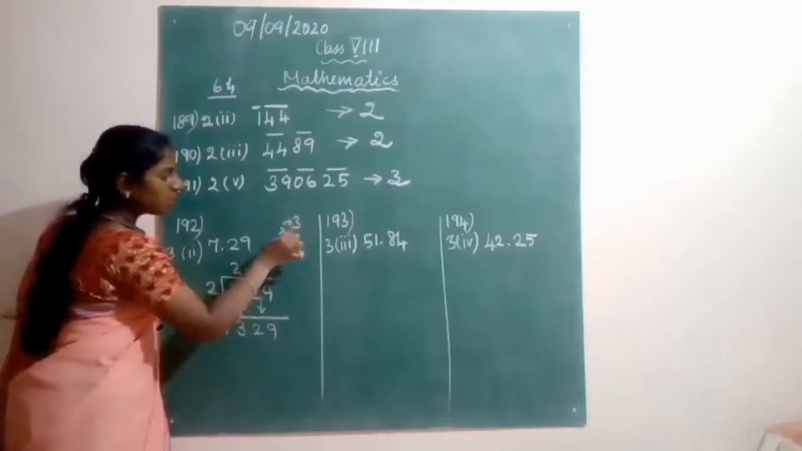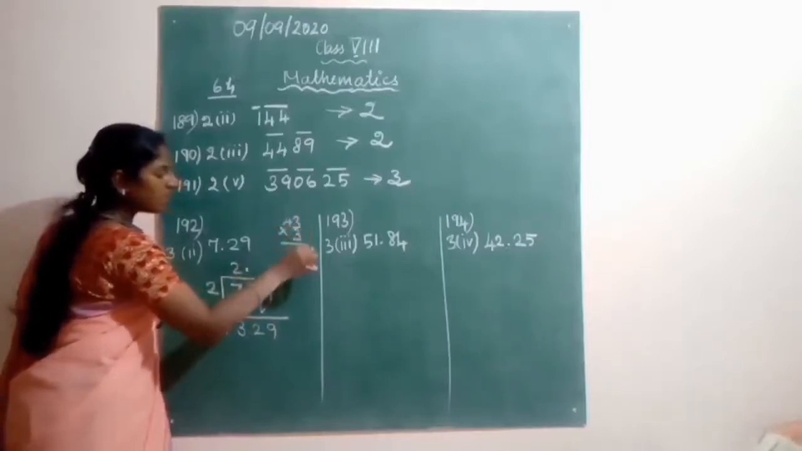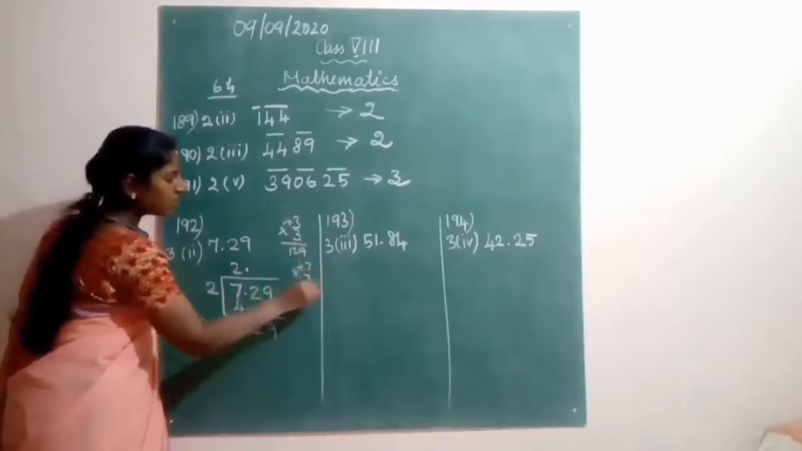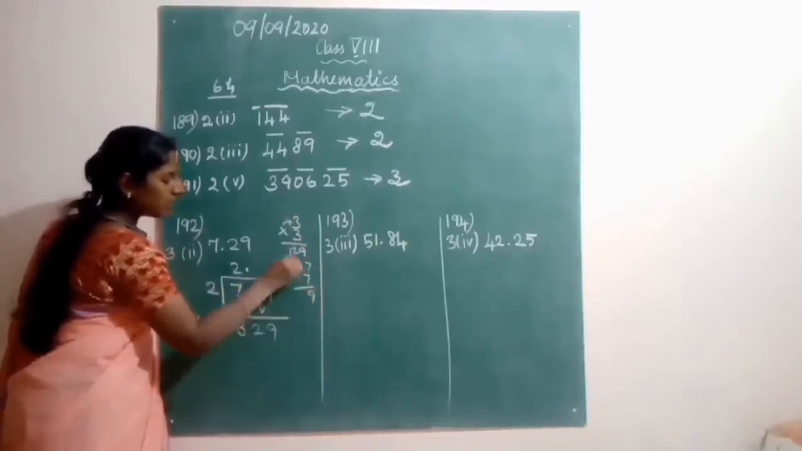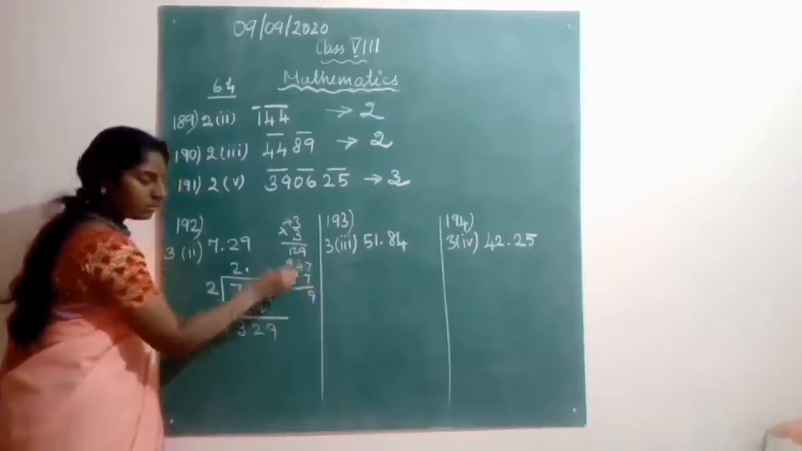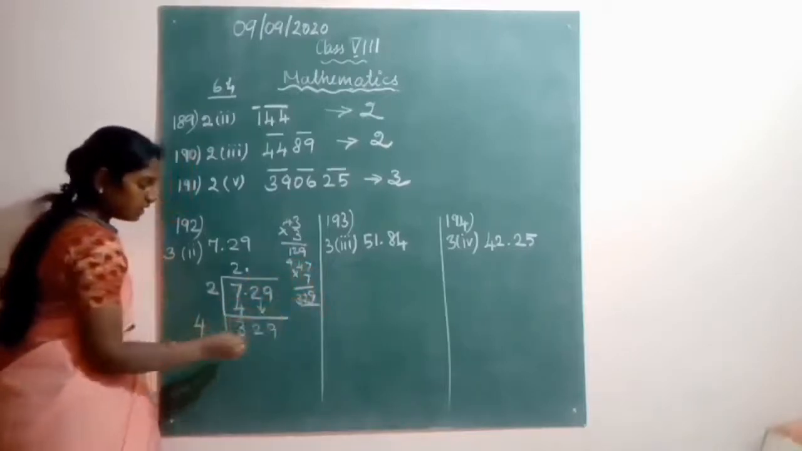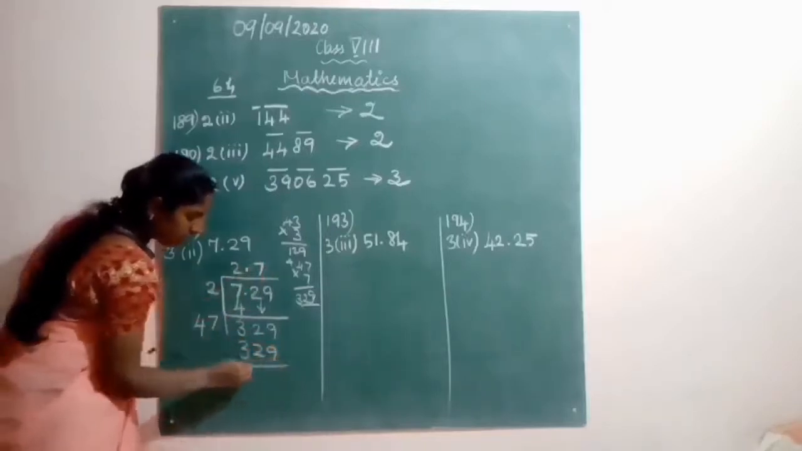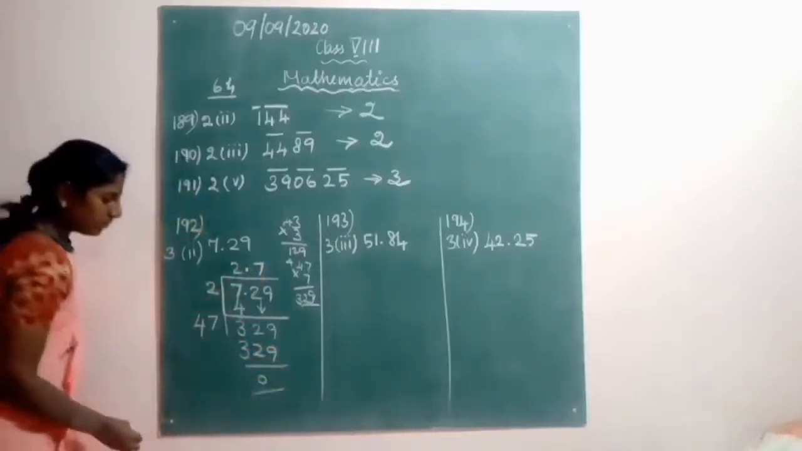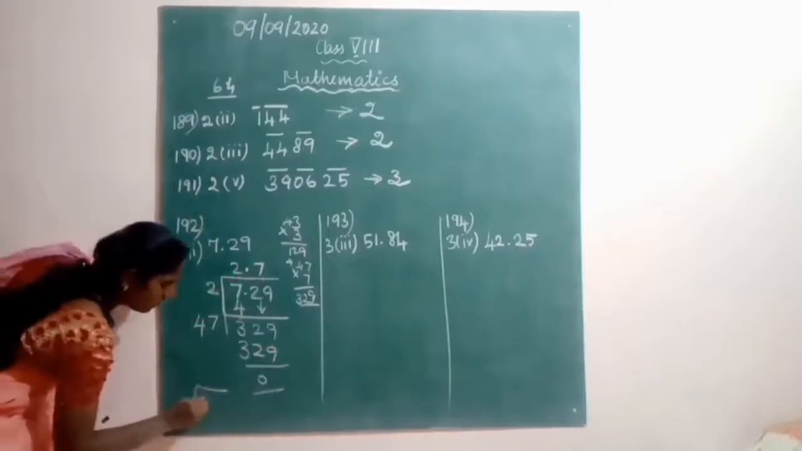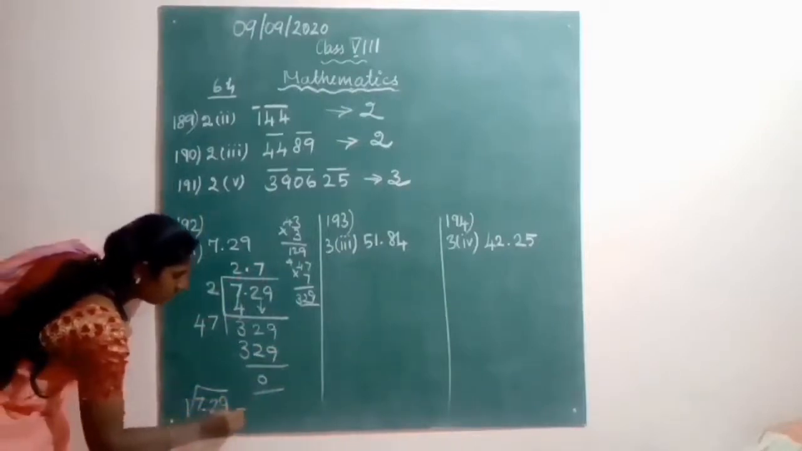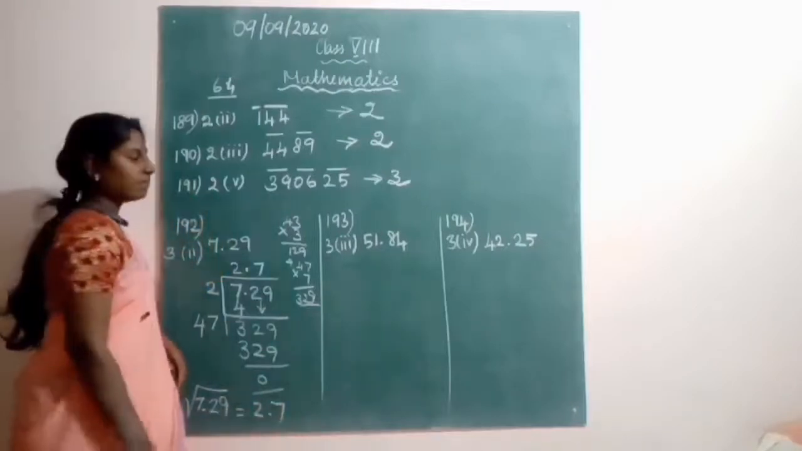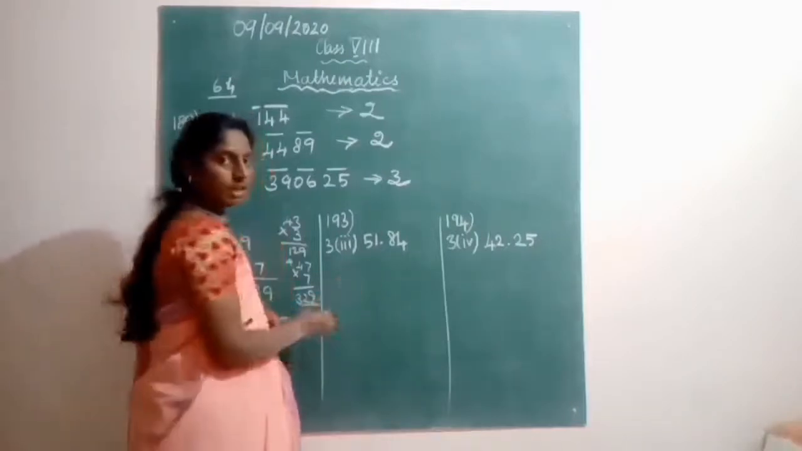43 into 3 is how much? 3 3s are 9, 3 4s are 12. Leave it. 47 into 7 is how much? 7 7s are 49, 7 4s are 28, 28 plus 4 is 32. Is it clear? So 7 and 7, that is 329. Balance is 0. So the square root of 7.29 is equal to 2.7. Clear?